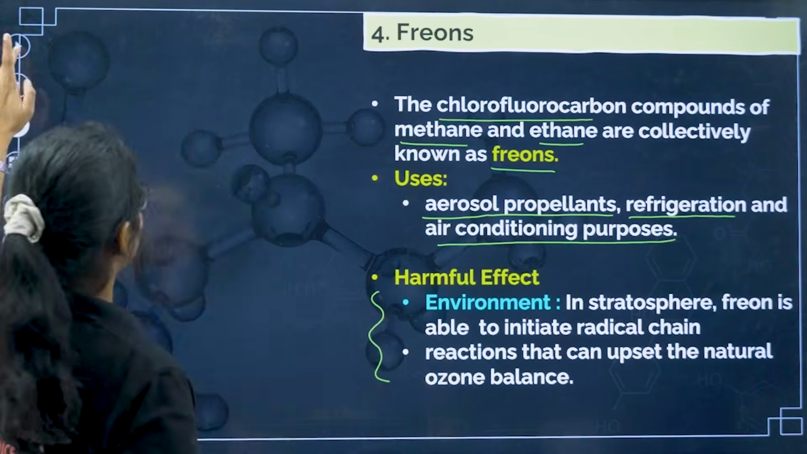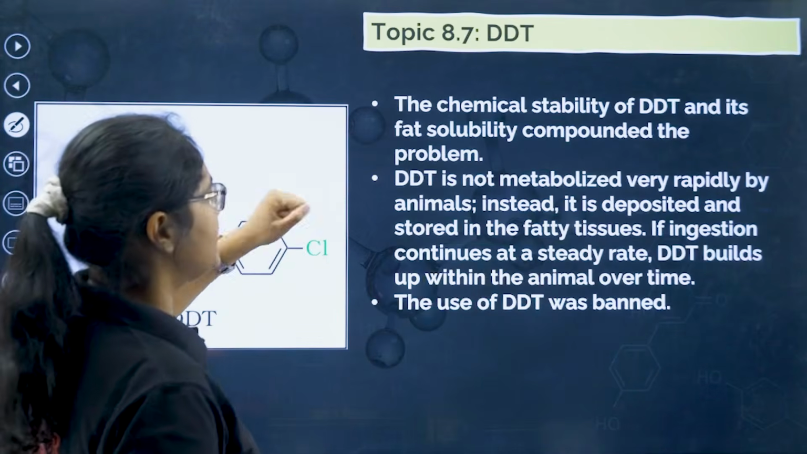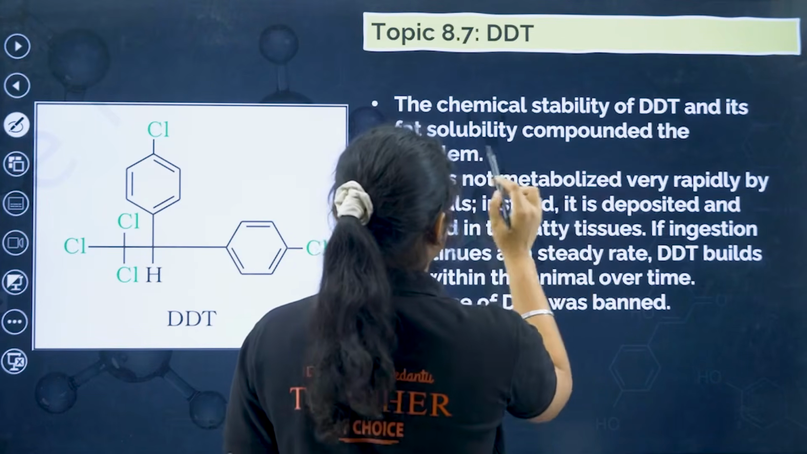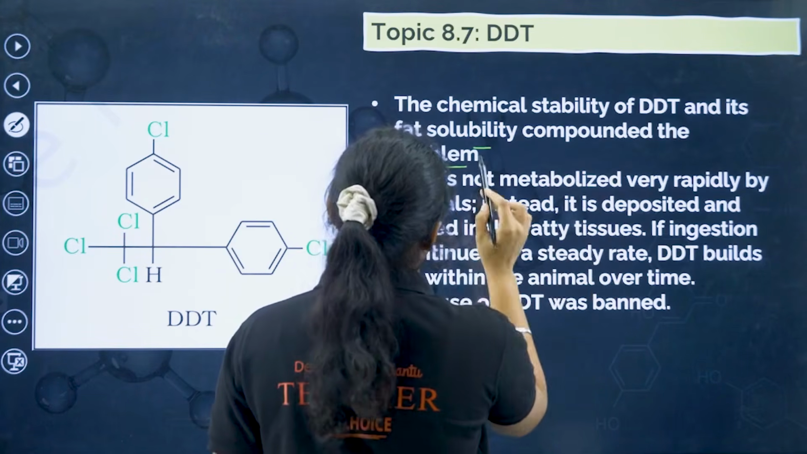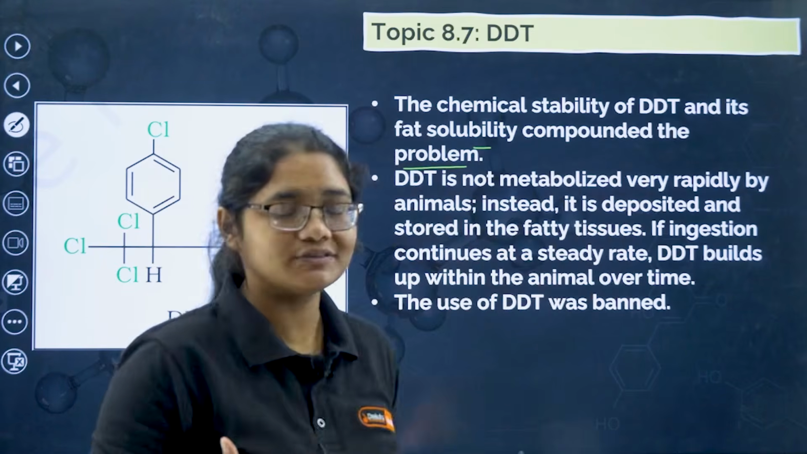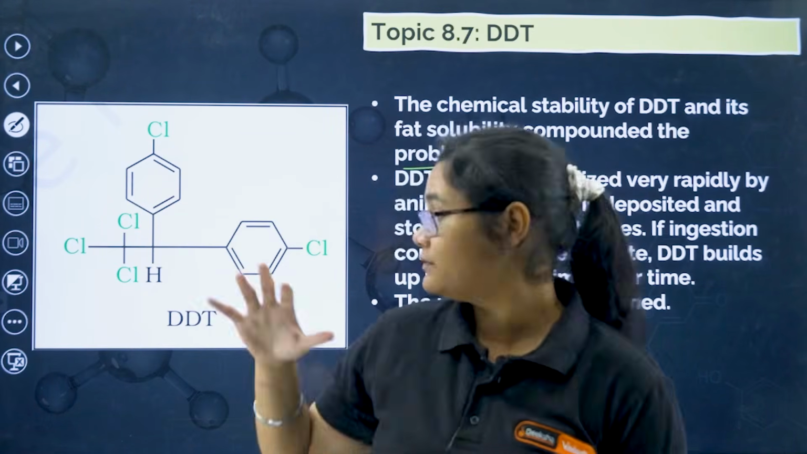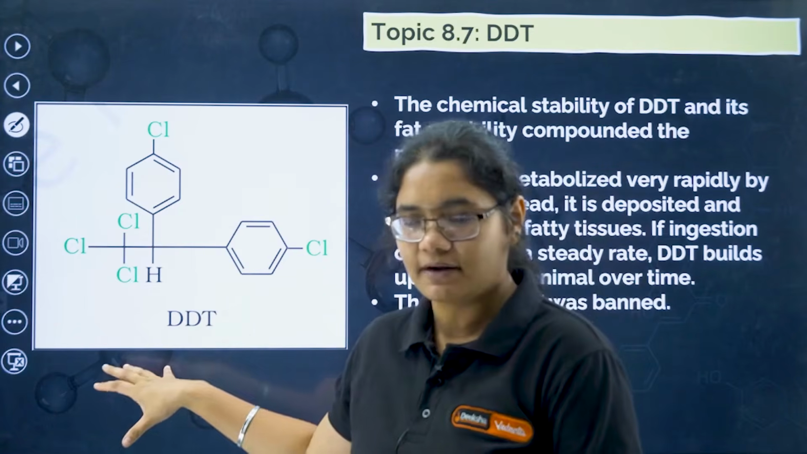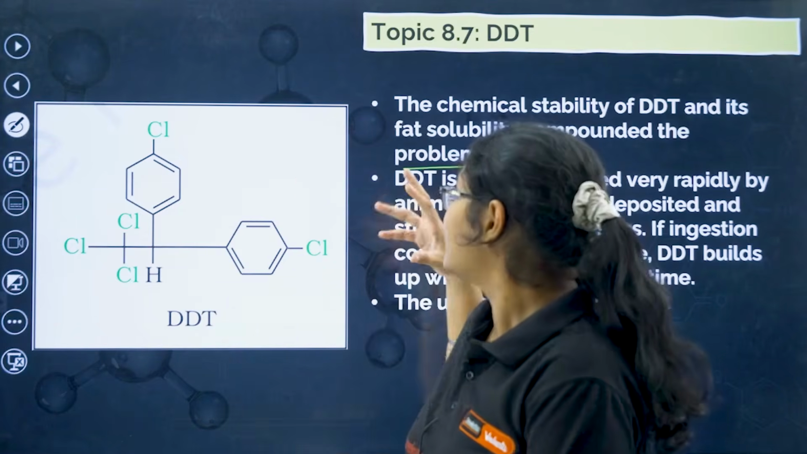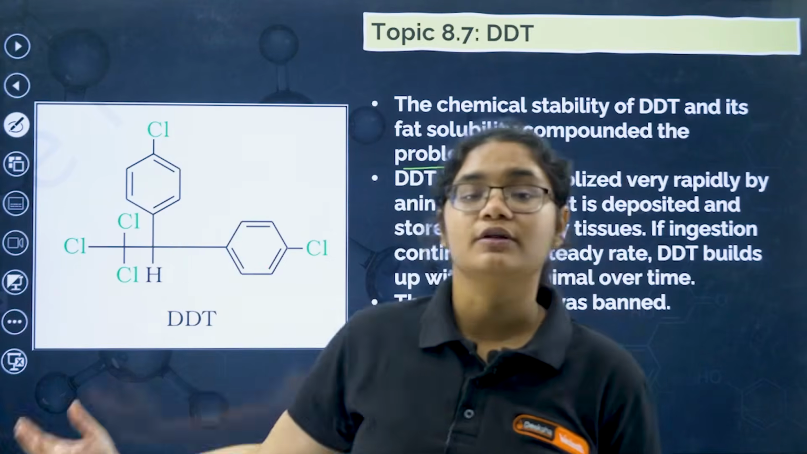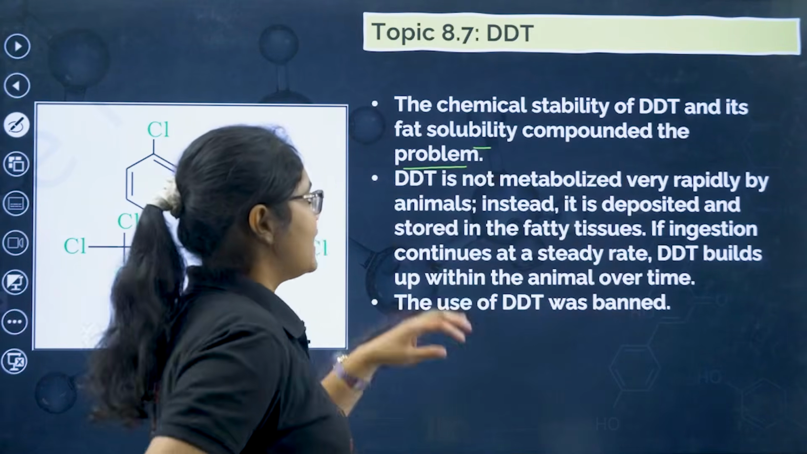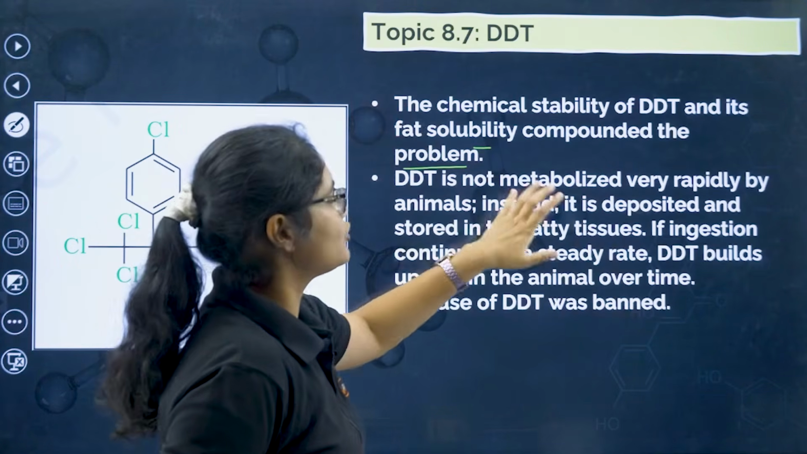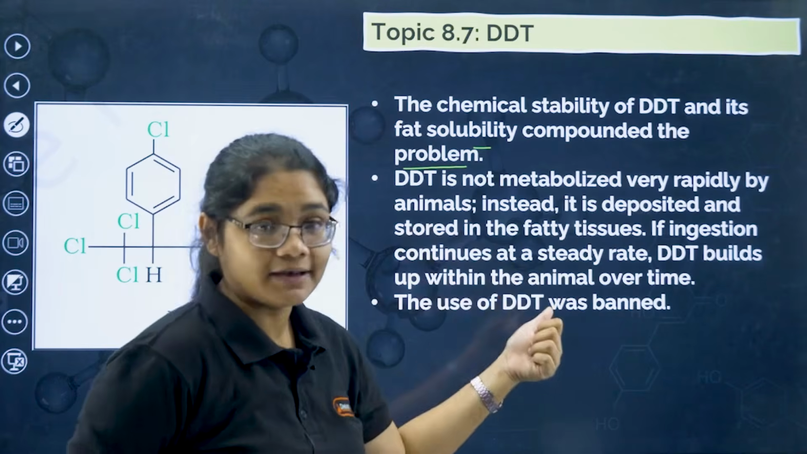Moving to the next one, we have DDT. The chemical stability of DDT and its fat solubility compounded the problem. DDT was used as an insecticide. It was the first chemical insecticide that was discovered, but later it was banned because it is not easily biodegradable. That is why it was banned. You can see here that DDT is not metabolized very rapidly by animals.